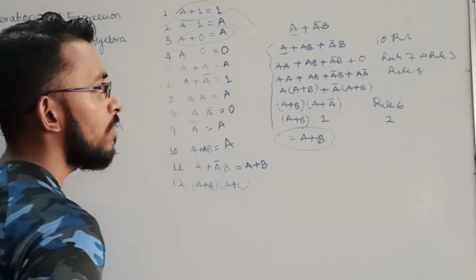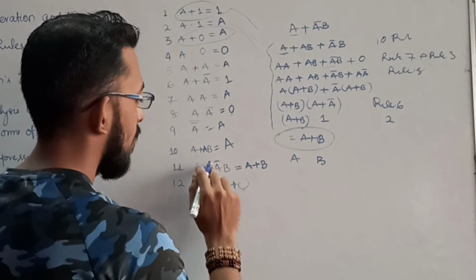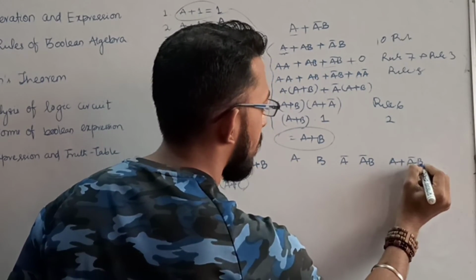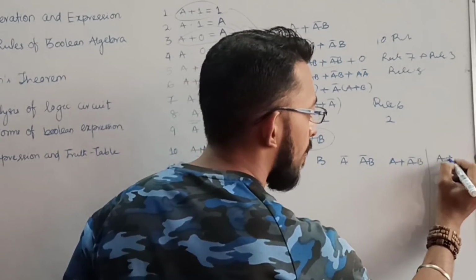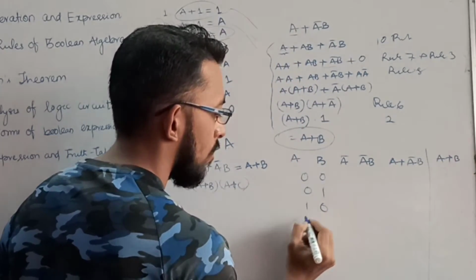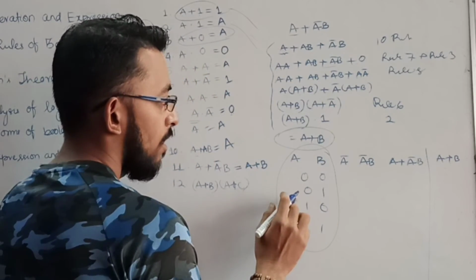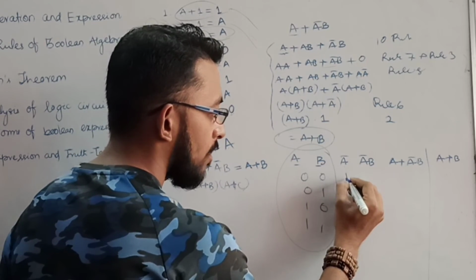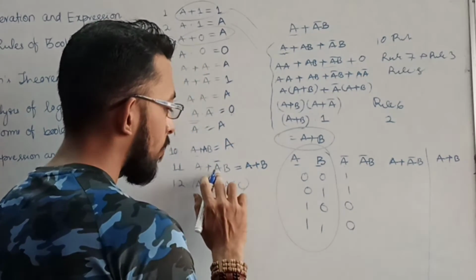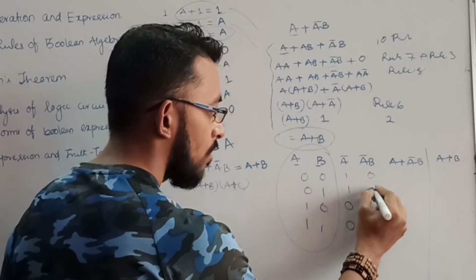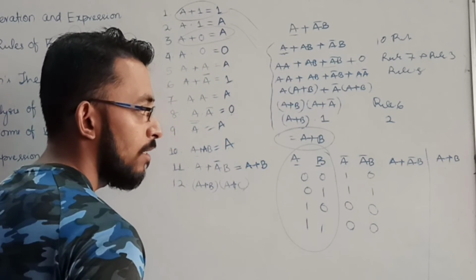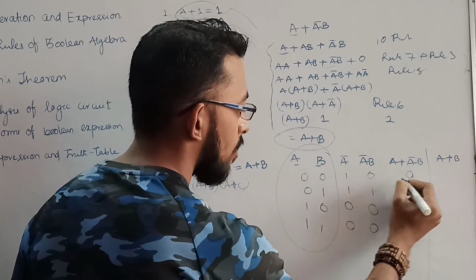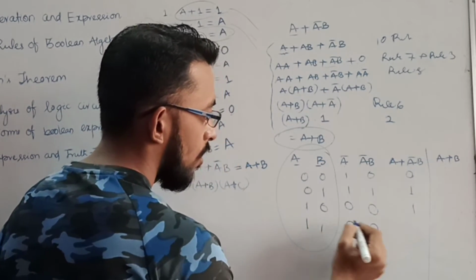So from the truth table also we can see: if I take A, B, then A bar, then A bar B, then A plus A bar B. And I will compare this value with A plus B. 0 0, 0 1, 1 0, 1 1. This is my input. I have to find this A plus A bar B. So how can I find A plus A bar B? I have A and B. I can take A bar, which is nothing but 1 1 0 0. Then I have to do an AND operation with B. So the AND operation gives 0 1 0 0. This is A bar B. Now I have to do the OR operation of these two, A bar B with A. 0 plus 0 is 0, 0 plus 1 is 1, 1 plus 0 is 1, 1 plus 0 is 1.